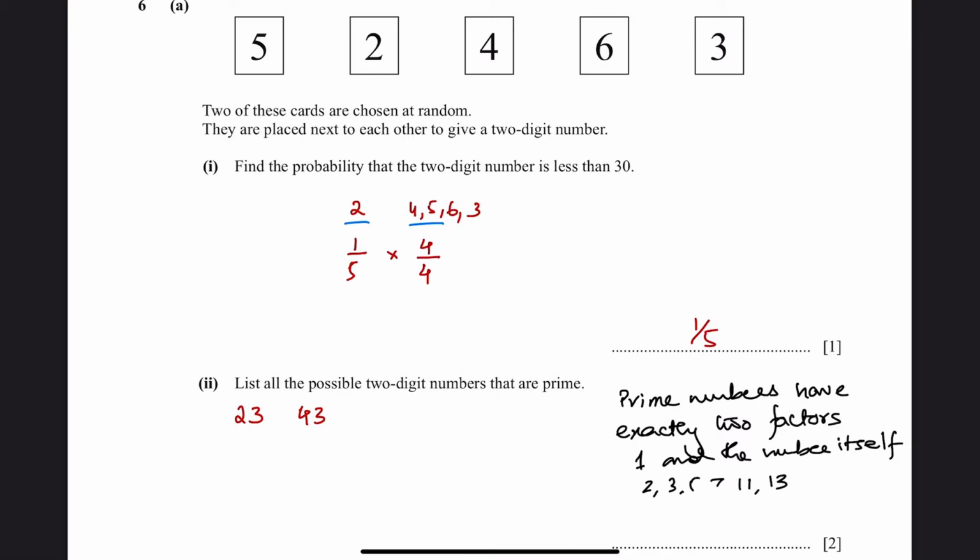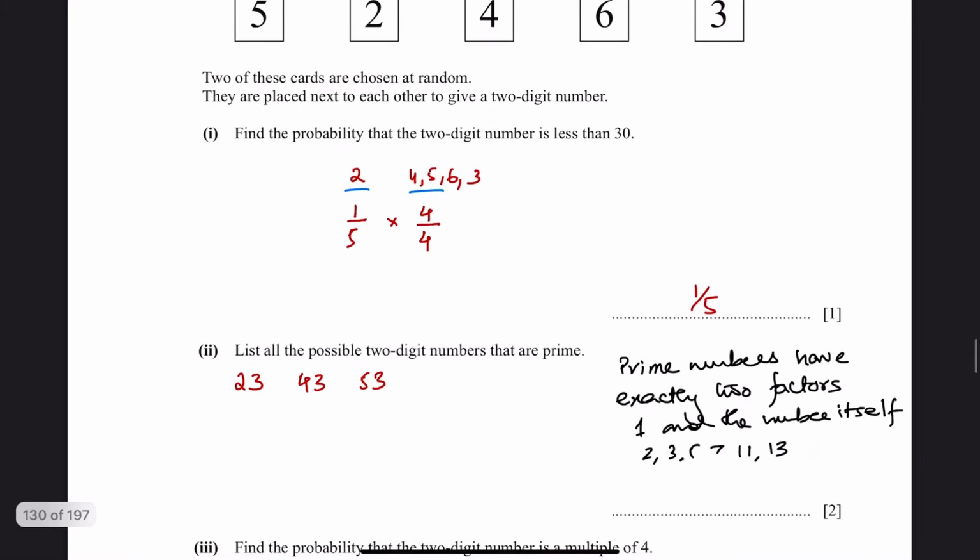Then 52 is not a prime number. 53 is a prime number. 54 and 56 are not. Then 63 is not, 62 is not, 65 is not, and 64 is not. So 23, 43, and 53.